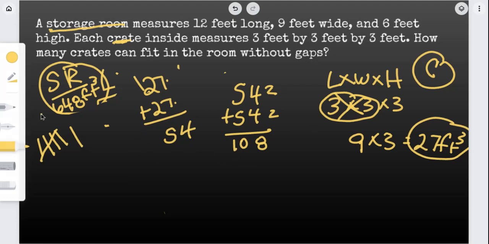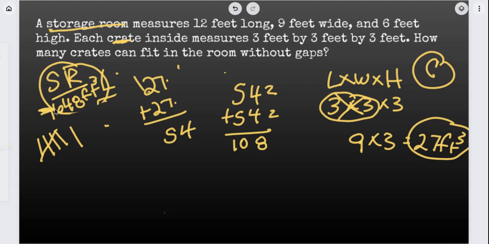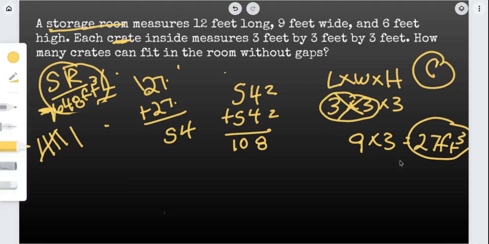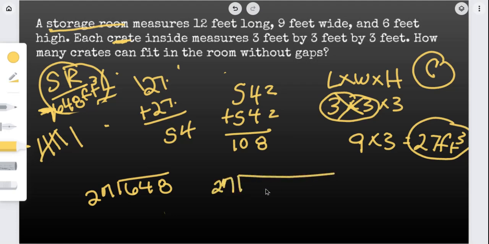would work. But I also realized that 648 split into groups of 27 is a division problem. So I would be taking 648 and splitting it into groups of 27. And you may be thinking to yourself, oh my goodness, I don't know how to divide by a number like that. Well, let's just look at it and what would happen if we split it up like this.